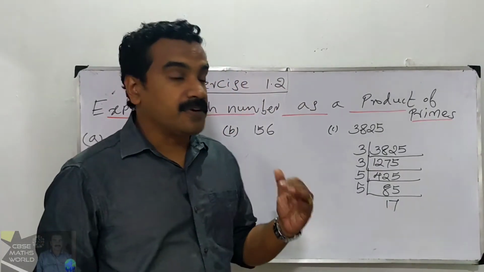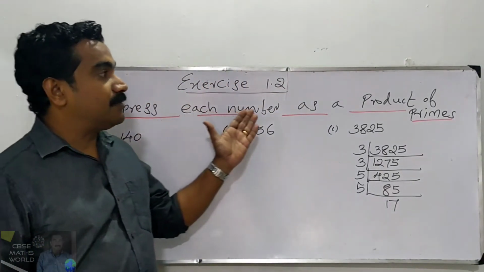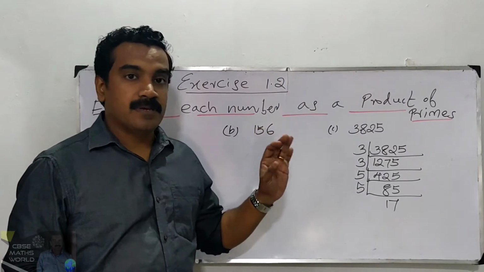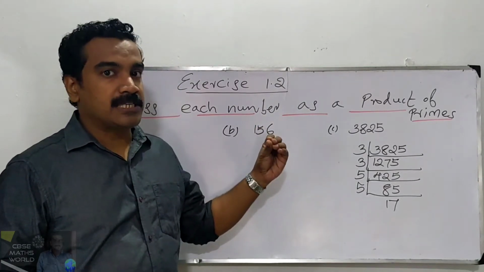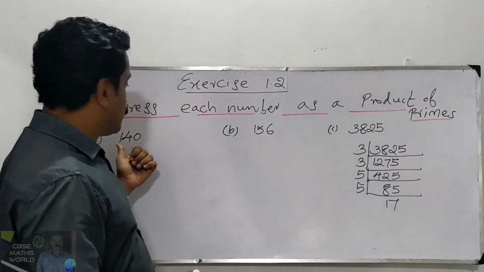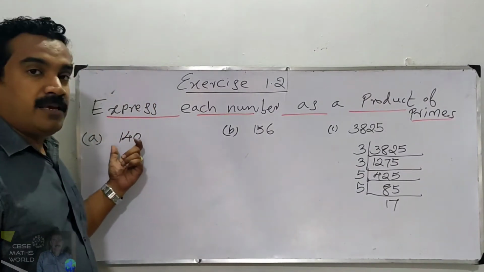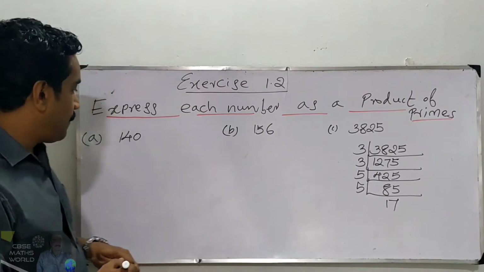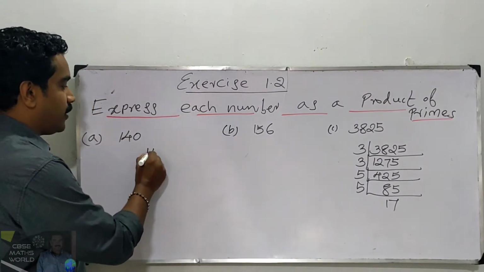The second exercise, first question. Express each number as the product of primes. They are giving the composite number. We want to express this composite number as the product of primes. Look at the first question, 140. How can we express this 140 as the product of primes? The same easy method we are following.